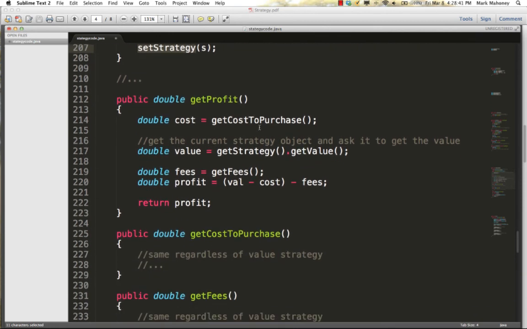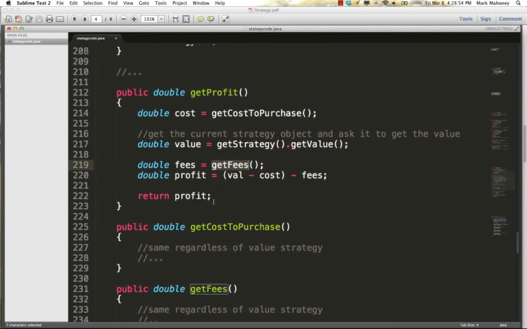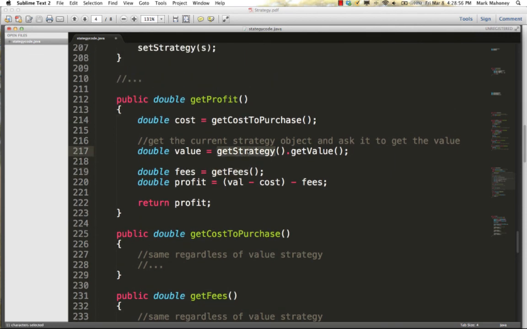Now, getting the profit, we just have a single method called getProfit, where getting the cost to purchase is the same regardless of the strategy. Getting the fees, that's the same regardless of the strategy. What's different, though, is the value. So here, instead of just calling getValue, we say, give me the strategy that this FinancialAdvisor points to, and we'll ask that strategy to get the value. And then we still do our simple calculation, value minus cost minus fees. That's how we determine our profit.